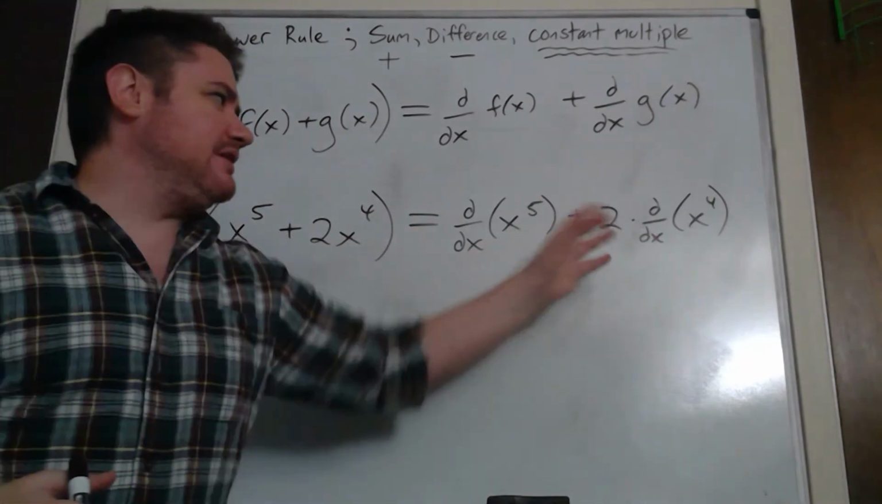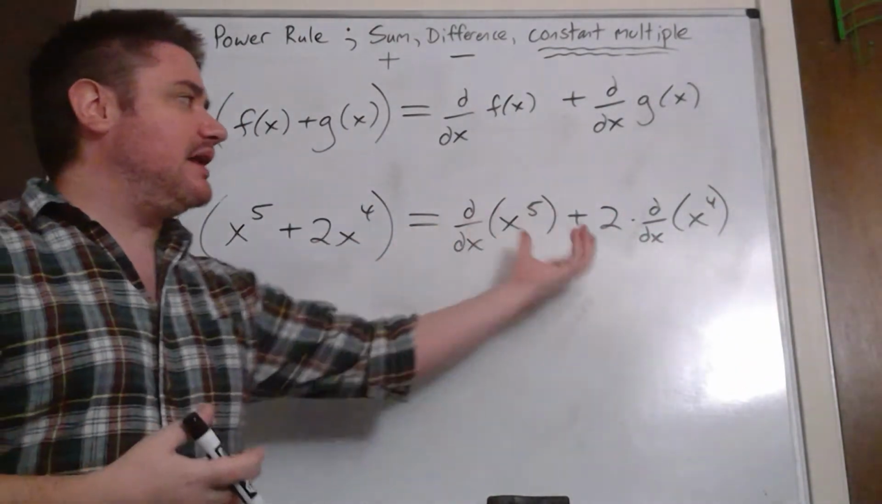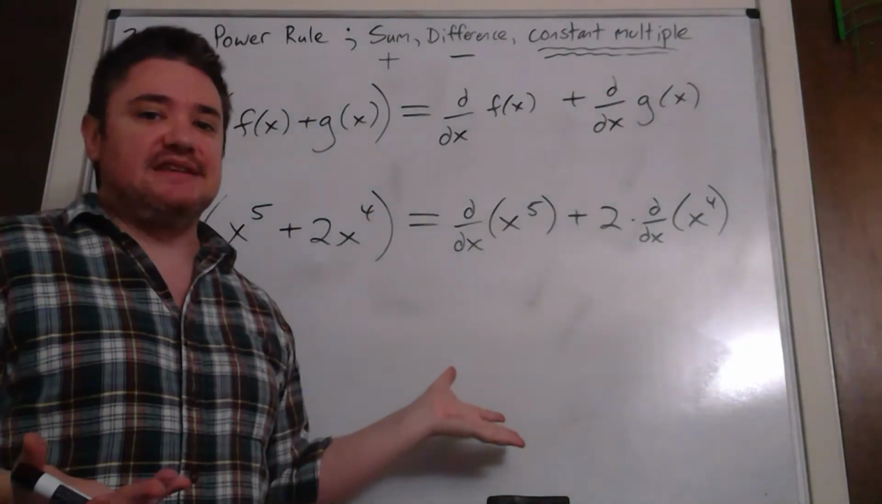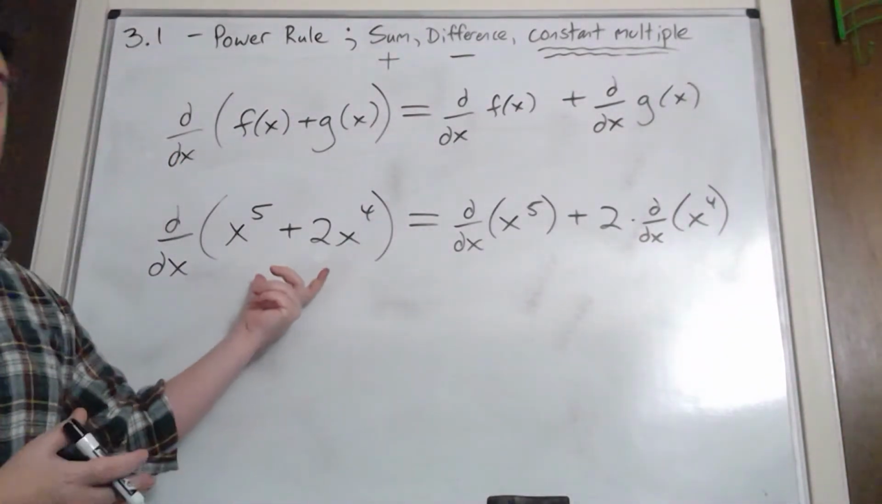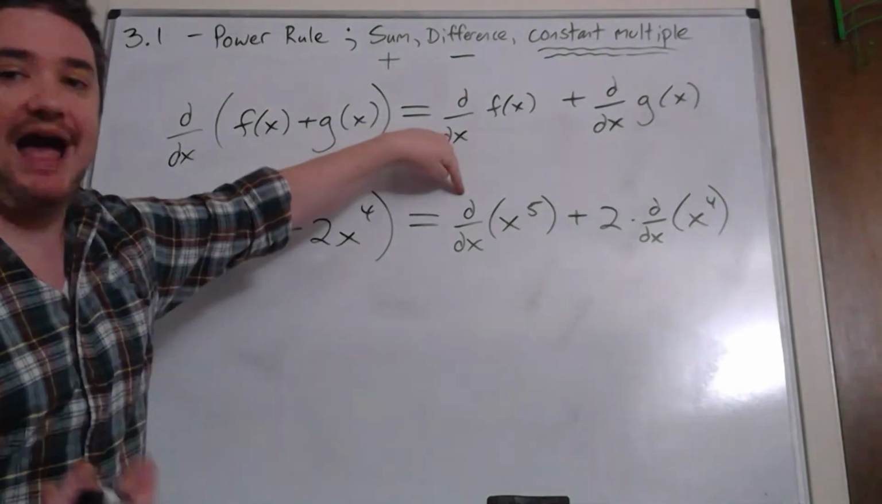So everything I've shown here, you kind of do this in your head. WebAssign, through some of the examples, makes you kind of show these steps. What I've done here is I haven't really taken any derivatives yet. I've sort of just reorganized and broken down piece by piece what the original problem is asking me to take, okay? And I haven't taken any derivatives, which is why I still have this denotation.